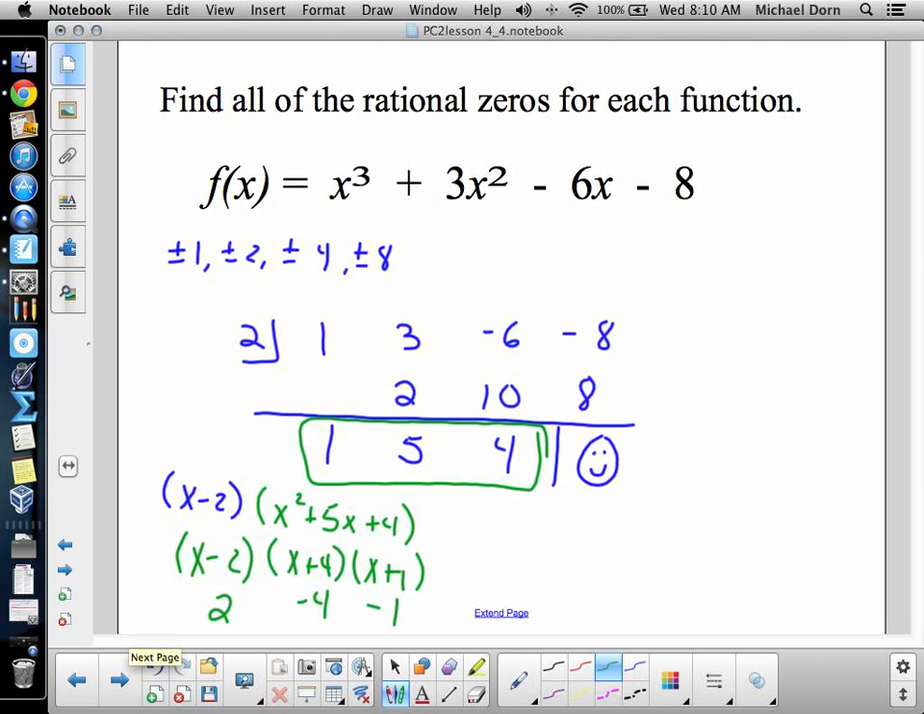I found all my roots. I don't have to continue with the synthetic once I found that 0, because I was down to a quadratic, which I can factor or put in the quadratic form or whatever I need to do. And that one was an easy one to factor. Does everyone see where this polynomial came from? It came from the coefficients that were left here. And x minus 2 is the factor we got from the 2 being up here. So I've just found all the zeros for that function are 2, negative 4, and negative 1. Yay.